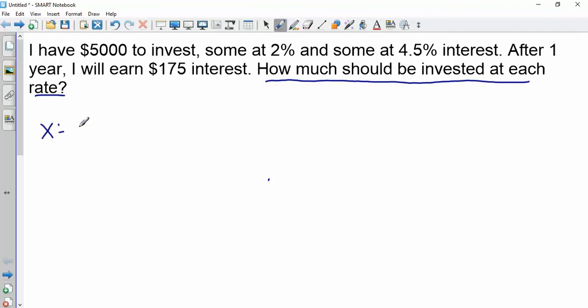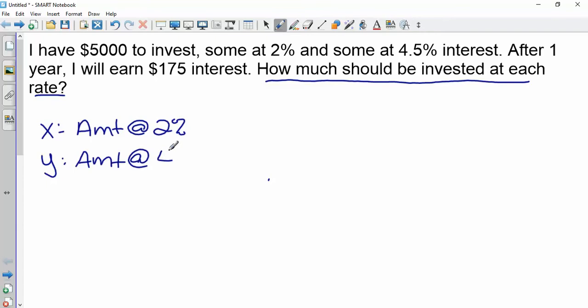So I'm going to say x is the amount at 2%, and y would be my amount at 4.5%. Then we have to write our equations. You have $5,000. So what's my first equation?